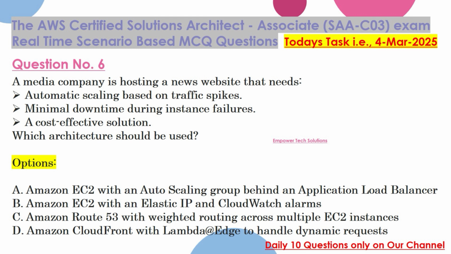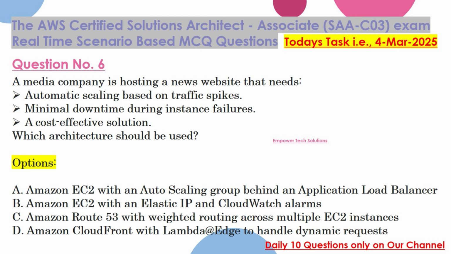Question 6. A media company is hosting a news website that needs automatic scaling based on traffic spikes, minimal downtime during instance failures, and a cost-effective solution. Which architecture should be used? Options: A. Amazon EC2 with an auto-scaling group behind an application load balancer.